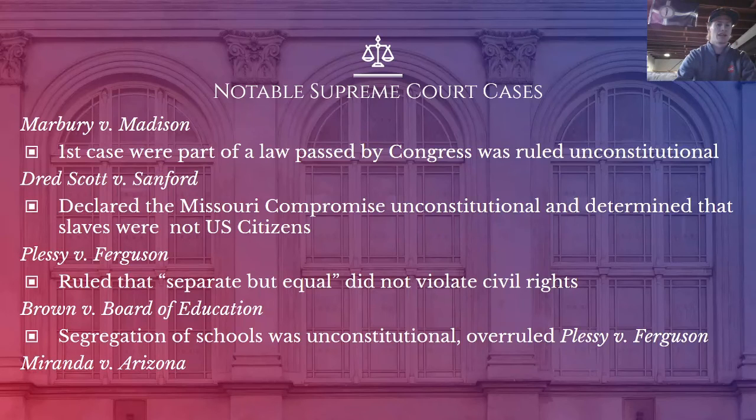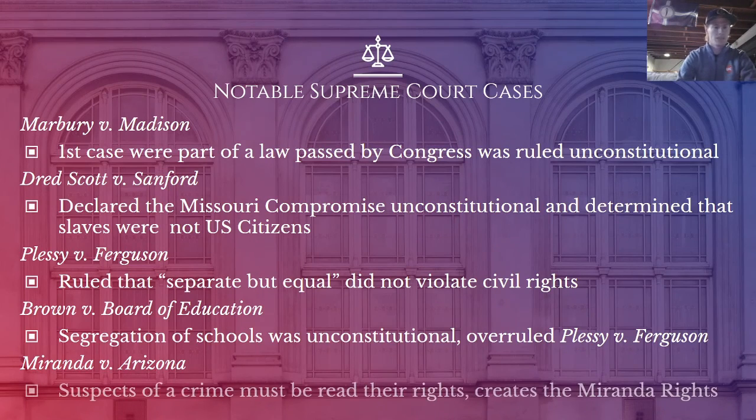And then our last one we're going to look at is Miranda versus Arizona. This is where suspects of crimes must be read their rights before and during the arrest. This is what is known as the Miranda rights. It's what you hear on TV: anything you say can and will be held against you in a court of law, and all that stuff. So it rules that if you're under arrest, you need to be told that you're under arrest and that you have certain rights. And that completes the process. So this is going to complete what we're looking at with the judicial branch.